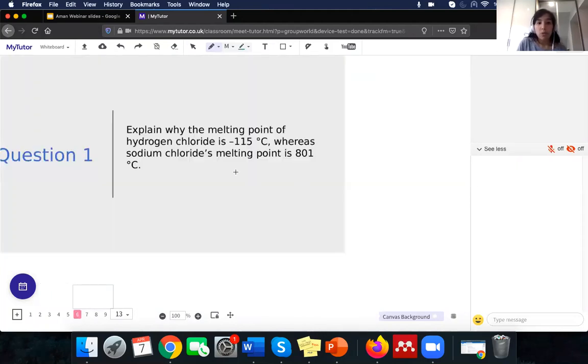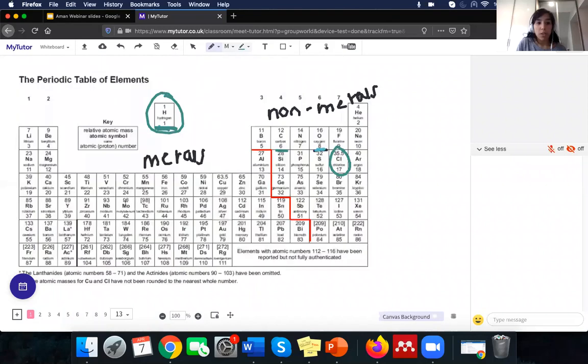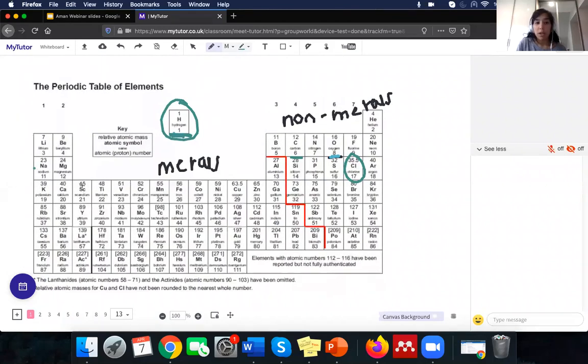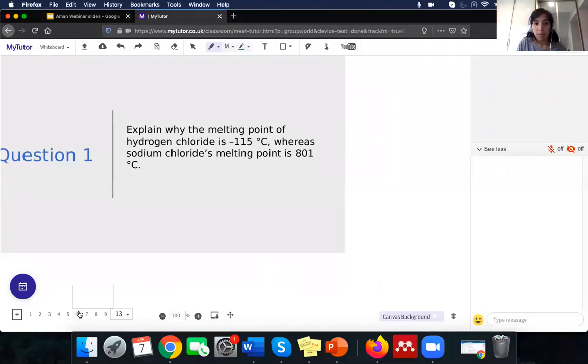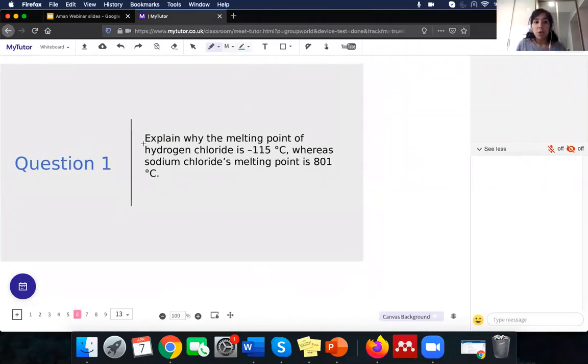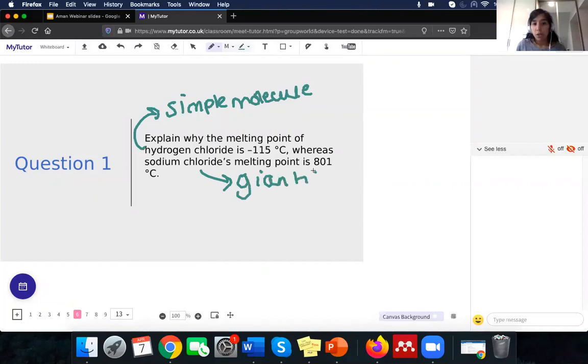Whereas the other compound, sodium chloride, if we go to our periodic table, sodium is on the left-hand side of this red line, so it's over here, and therefore it's a metal, and chlorine is a non-metal. So the bonding that occurs between metals and non-metals is ionic bonding. So we've got two different compounds here then. We've got hydrogen chloride, which will form a simple molecule because of the covalent bonds, and we've got sodium chloride, which will form a giant ionic structure, or an ionic compound. So to think about the melting points, we need to understand these bondings.